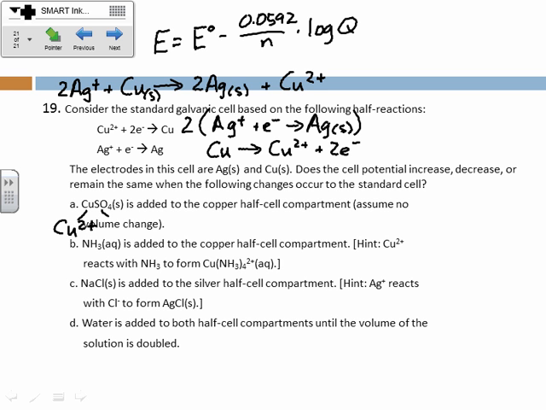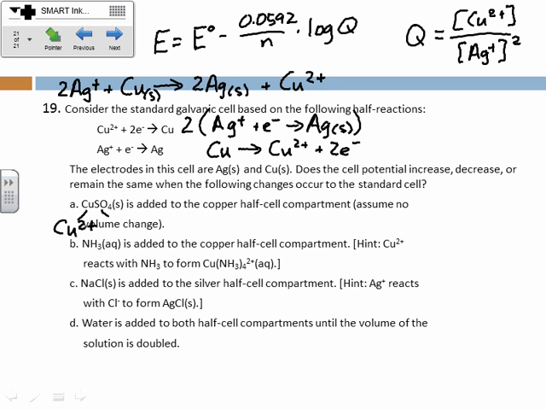All right. So let me actually write the expression for Q over here so we can be thinking about this as well. It's going to be Cu2+ over the Ag+ squared. Not that that really matters too much on this one because we're just thinking conceptually, but increasing the concentration of the Ag+ is going to have a greater effect than increasing the concentration of the Cu2+. All right, so we are increasing the Cu2+ concentration.